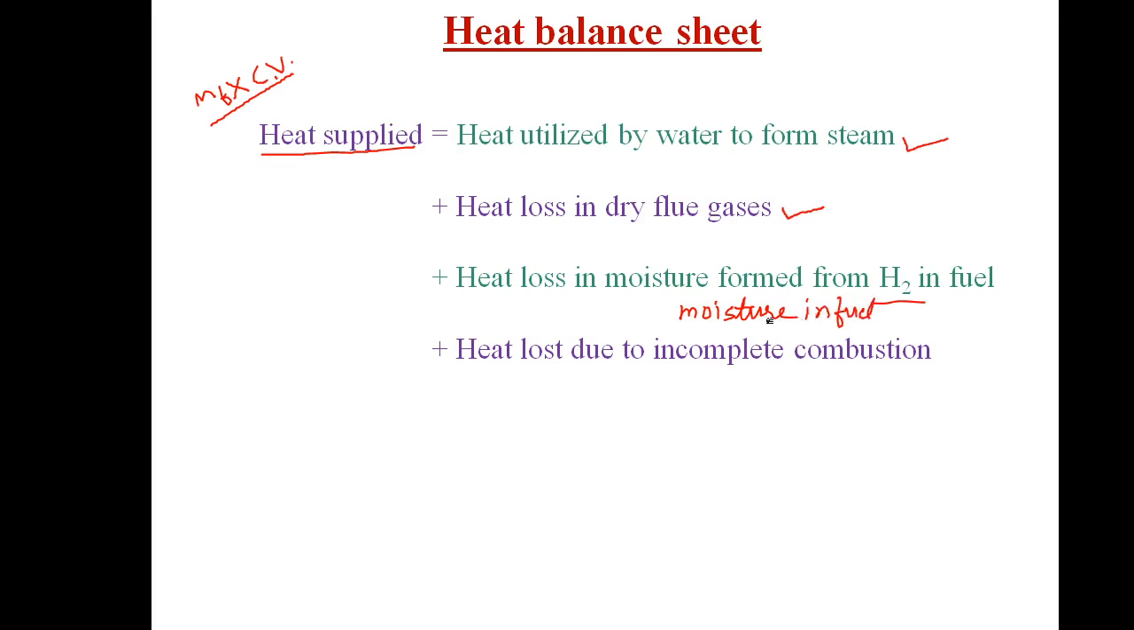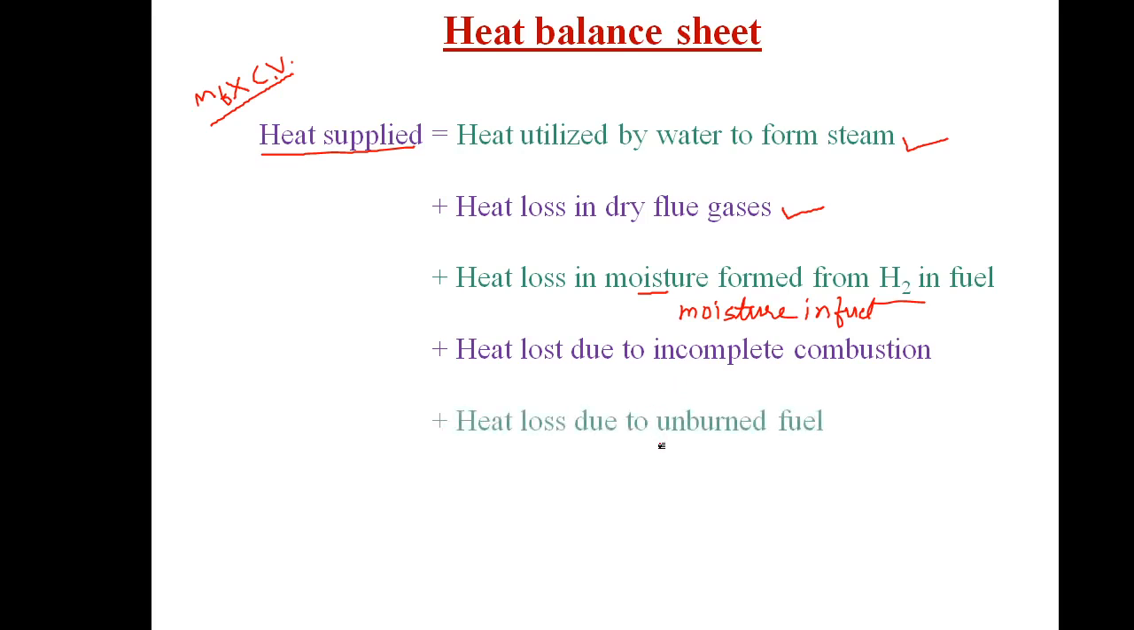If there is moisture, that moisture is evaporated and carries heat, or if there is no moisture and hydrogen is present, then the water produced by combustion of hydrogen also carries heat, or if both are present, then it will be calculated from both. Then heat loss due to incomplete combustion: say for example, if the fuel is burned into carbon monoxide instead of carbon dioxide, then we say that heat is lost due to incomplete combustion.